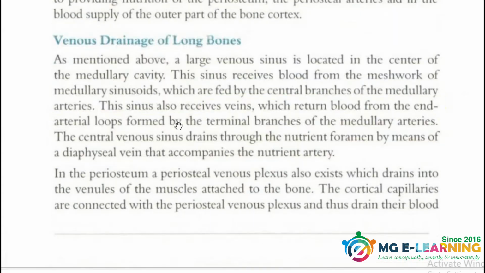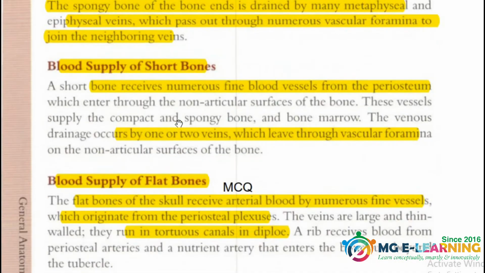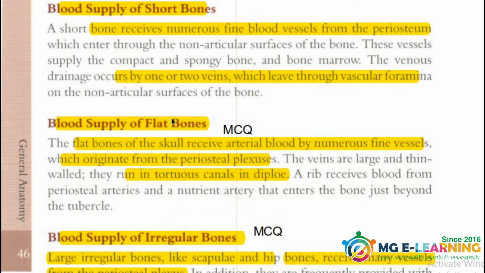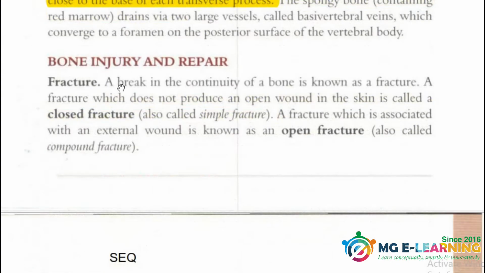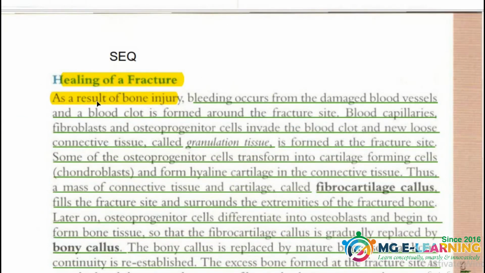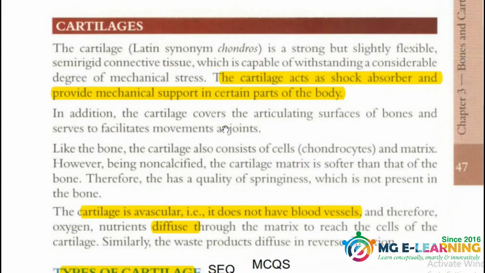in your question. Next is the blood supply of short bones and flat bones and irregular bones. These are not as such asked in your SCQ, but you must know them for your MCQs. So I've highlighted all the important points. Now the bone injury and repair, this is just for your reading, not as such important. Healing of the fracture, it is just for your understanding, not as such important.